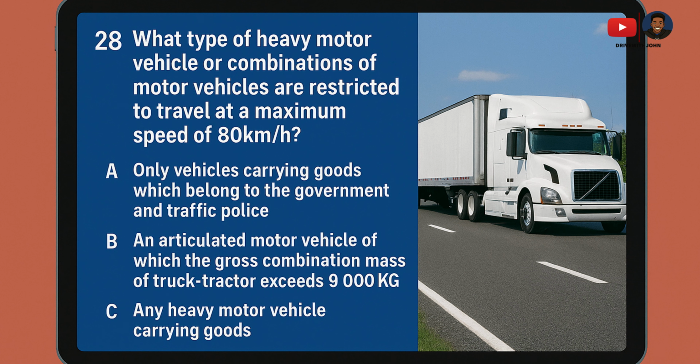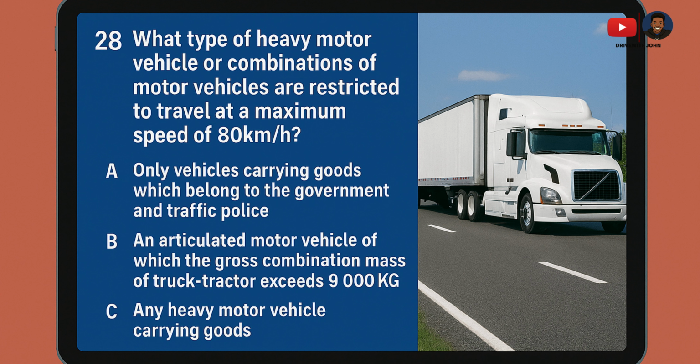Right, question 28. What type of heavy motor vehicle or combinations of motor vehicles are restricted to travel at a maximum speed of 80 kilometers an hour? This sounds like a code 3 question. Remember in the previous video we spoke about articulated motor vehicles. If you've not watched the previous video, please click on the link above and you will check it out. Question 28 is asking us what type of vehicles are restricted to travel a maximum speed of 80 kilometers an hour. Restricted, they are forced to only travel that 80 kilometers per hour. That's the speed limit by law for them.